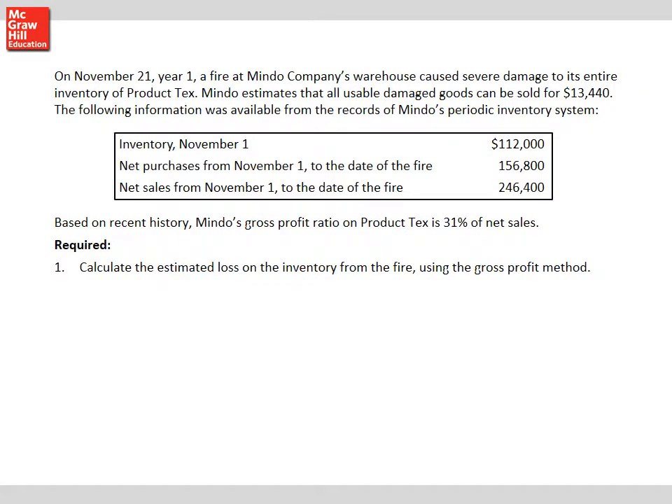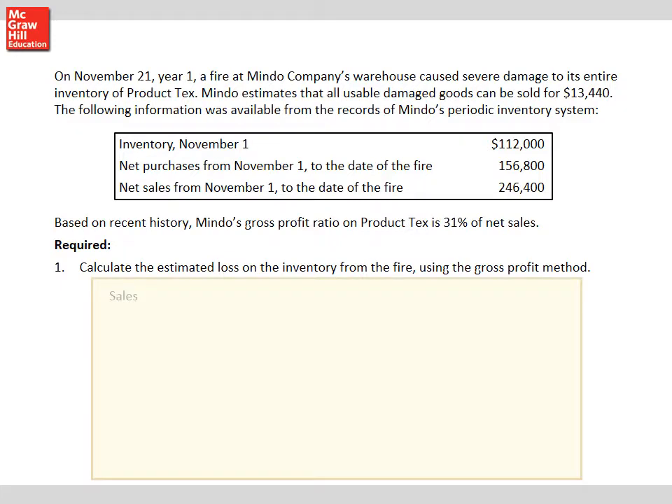In exercise 9.9, November 21st, year 1, a fire at Mindo Company's warehouse caused severe damage to its entire inventory. Mindo estimates that all usable damaged goods can be sold for $13,440. The following information was available from their records. Based on recent history, gross profit ratio for their sales is 31%. Calculate estimated loss on the inventory from the fire. So now it's the same method. We're just throwing one or two things in the mix.